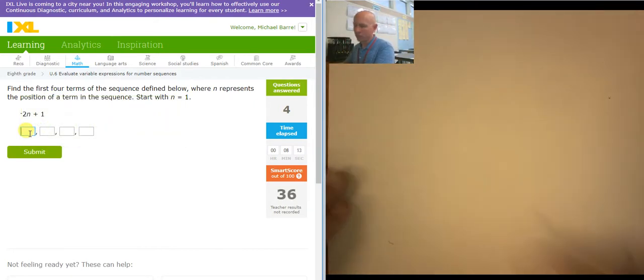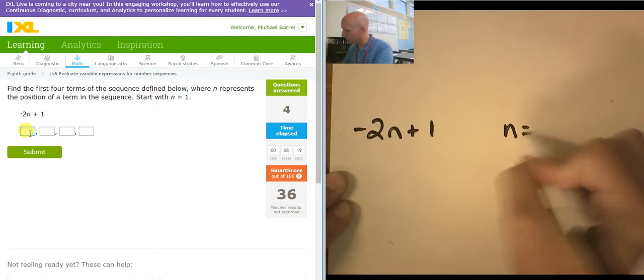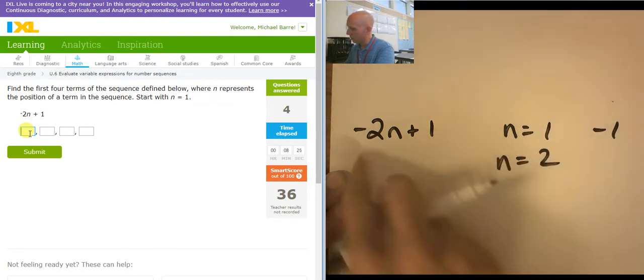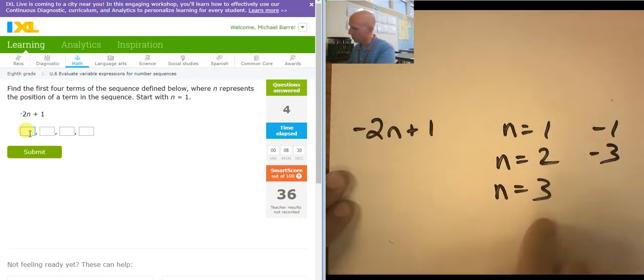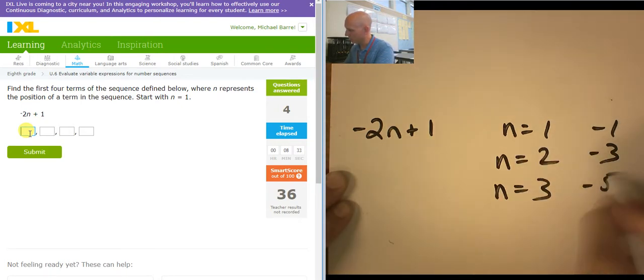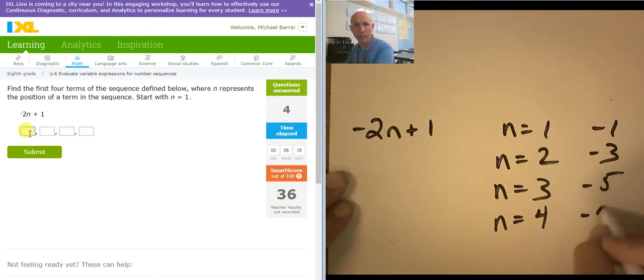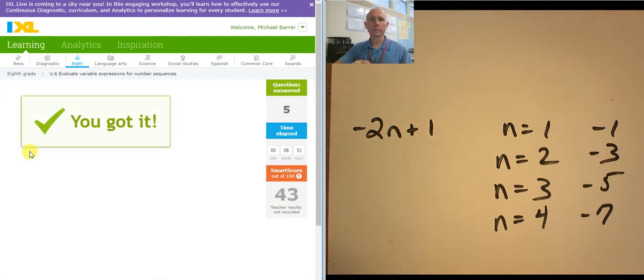So we've got another linear one here: negative 2n plus 1, starting at n equals 1. Negative 2 times 1 is negative 2, plus 1 is negative 1. Negative 2 times 2 is negative 4, plus 1 is negative 3. Negative 2 times 3 is negative 6, plus 1 is negative 5. Negative 2 times 4 is negative 8, plus 1 is negative 7. So negative 1, negative 3, negative 5, negative 7. Do you see what's going on each time? It's going down by 2 each time. You got it.